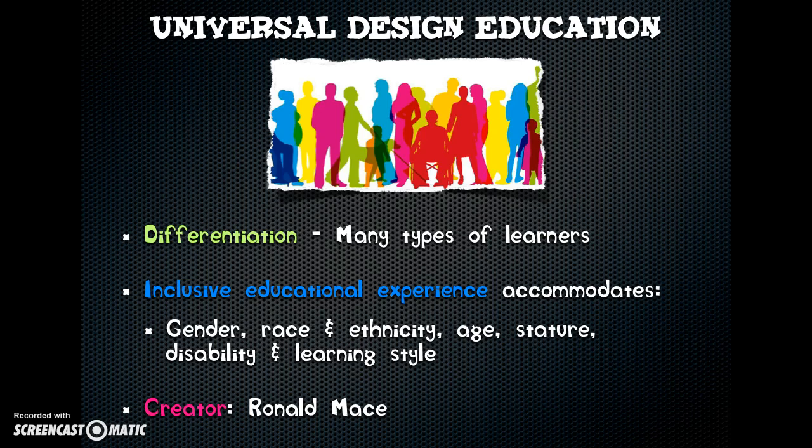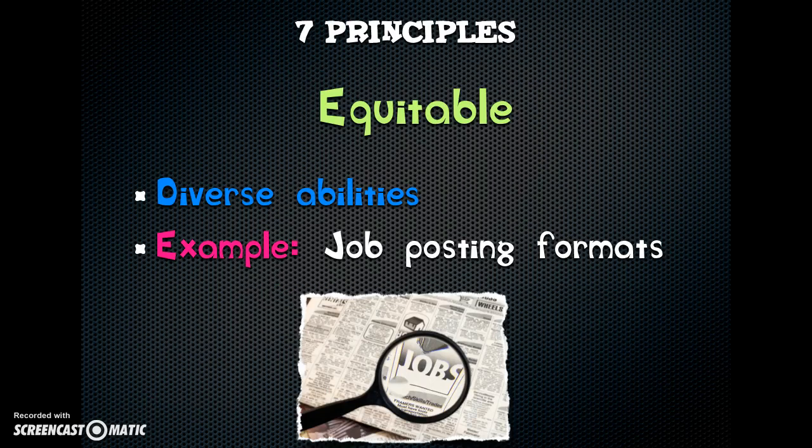Ronald Mace created the term universal design in order to make products and environments more accessible and usable by people of all ages and abilities. There are 7 principles for achieving a universal design for products and environments. The first is equitable use. The design is useful and marketable to people with diverse abilities.